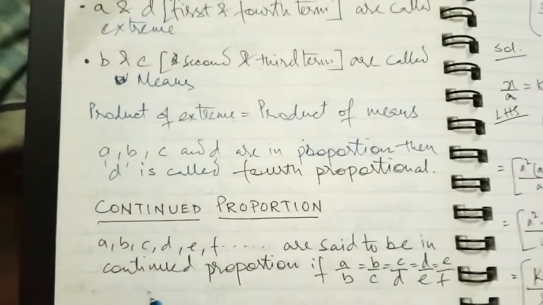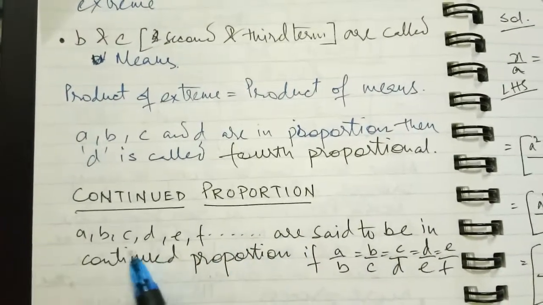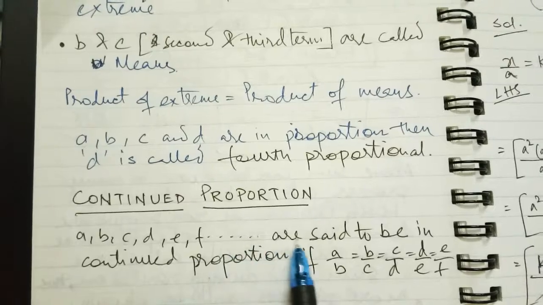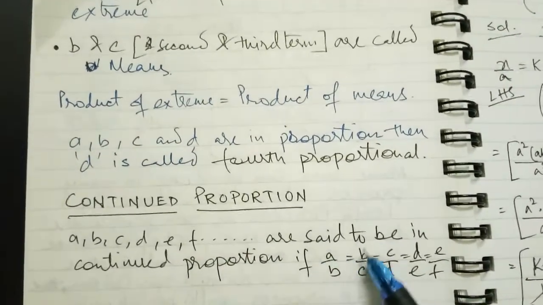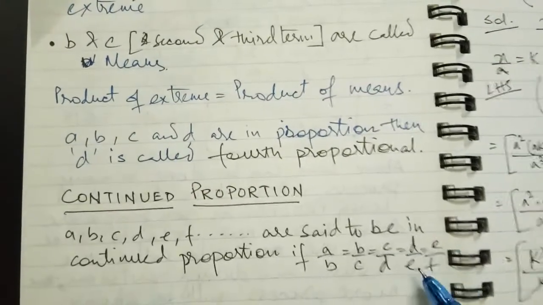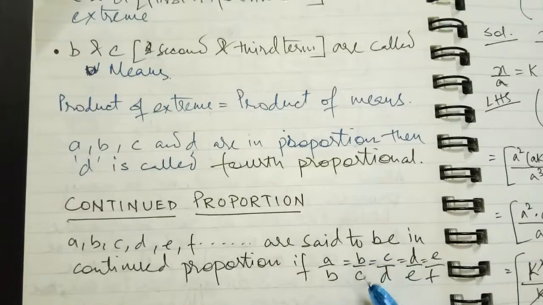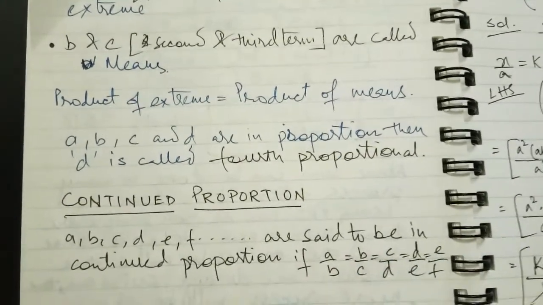Now we come to continued proportion. What does the word continued mean? Continuation. A, B, C, D, E and so on are said to be in continued proportion if A by B equals B by C equals C by D equals D by E equals E by and so on. That means this B and this B are continued, C is also continued, D is also continued, E is also continued. This will go on like this.